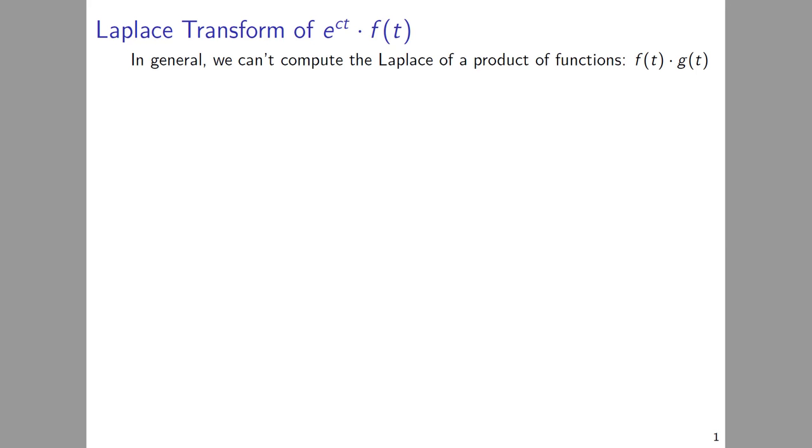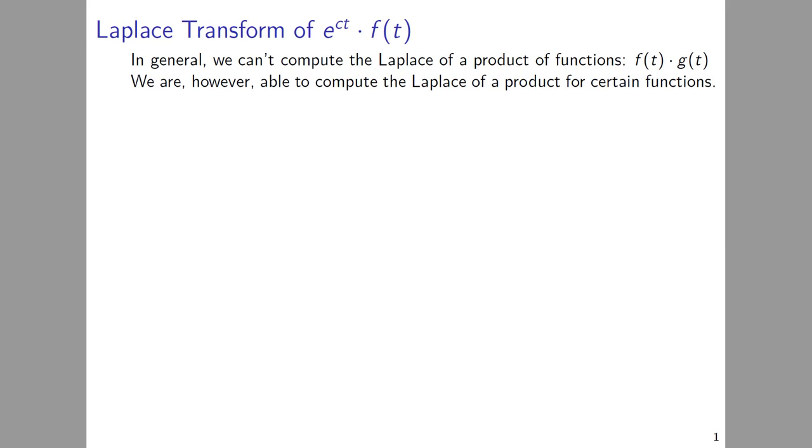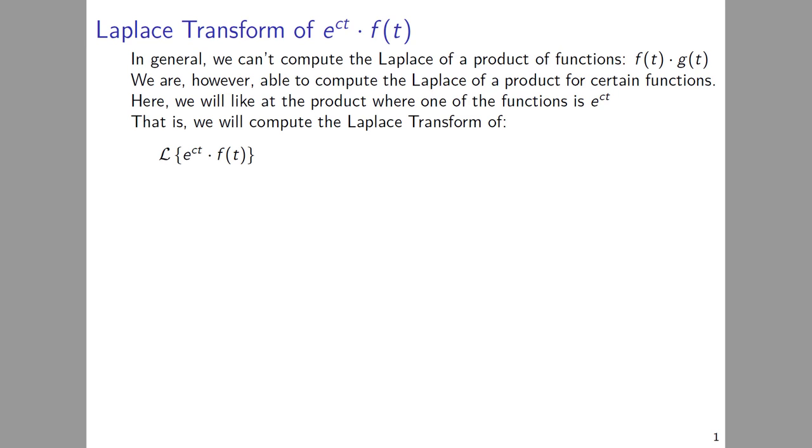In general, we can't compute the Laplace of a product of functions f of t times g of t for any functions f and g. We are, however, able to compute the Laplace transform of products of certain functions. Here, we will look at the product where one function is e to the ct. That is, we'll compute the Laplace of e to the ct times some generic function f of t.